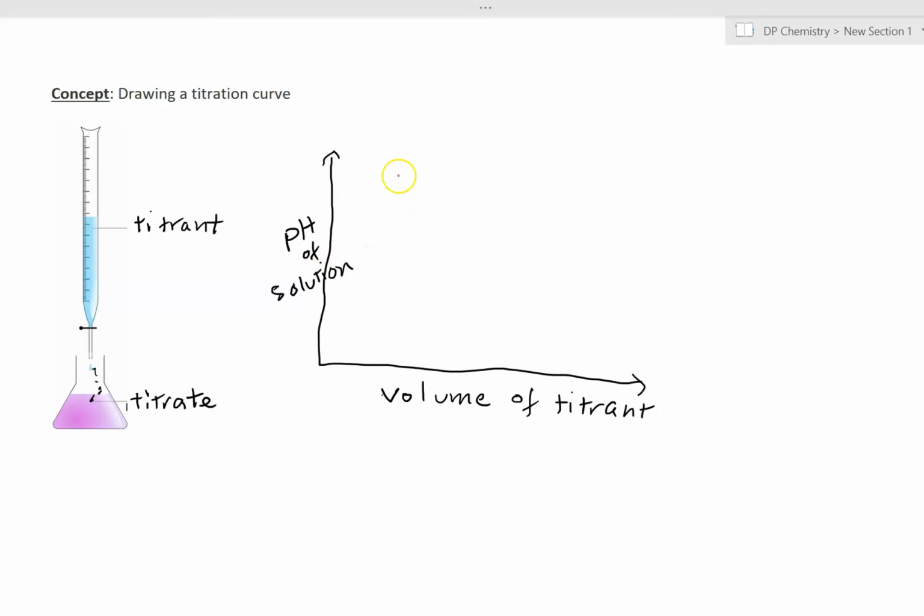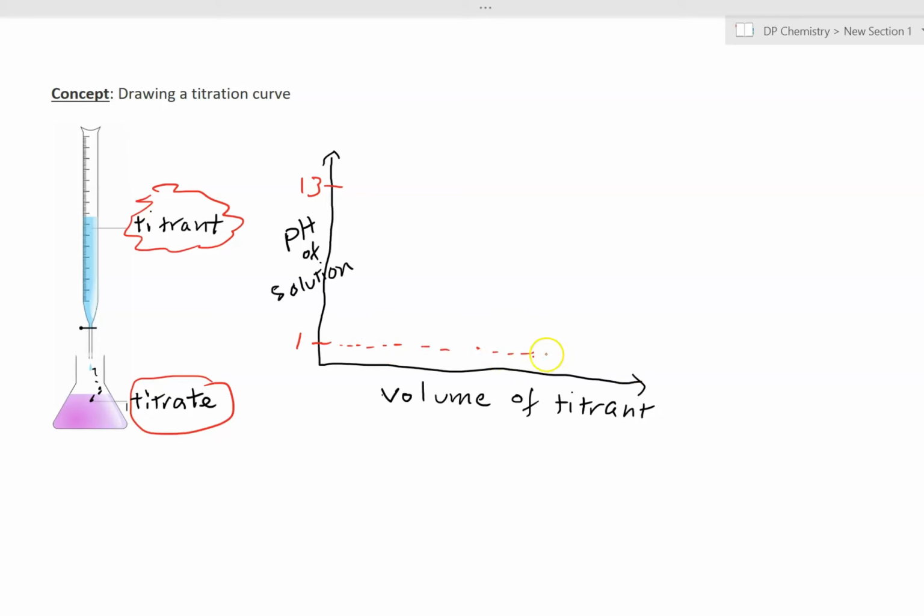To draw a titration curve, first you must determine the pH of the titrate. That's the starting pH. For example, if your titrate is NaOH, the starting pH is high, say pH of 13. Second, you must find the pH of the titrant. This is the pH of the end when you have excess amount of titrant. For example, your titrant is a strong acid of pH 1.